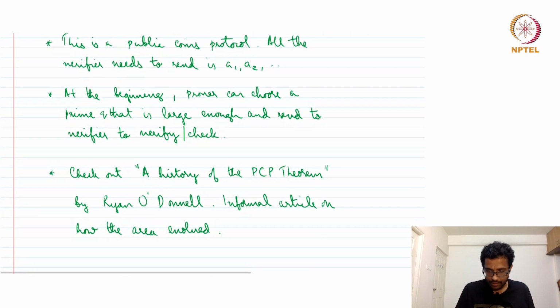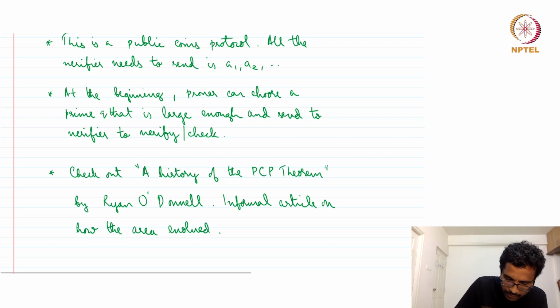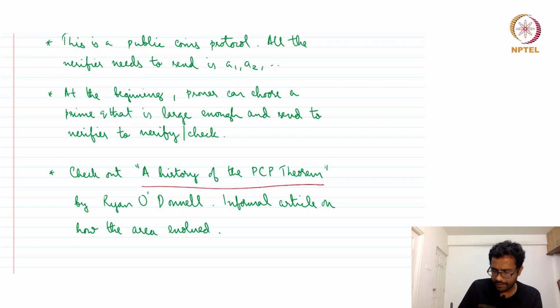And all this has an interesting history. This theory developed starting from the early 80s, '82, '83 or something. And there is a somewhat informal article called A History of the PCP Theorem. This article is by Ryan O'Donnell. It's not explicitly mentioned by him, so just Google this title, A History of the PCP Theorem.